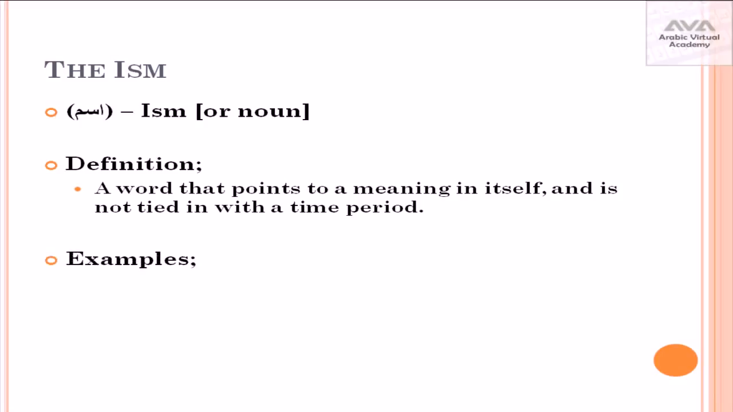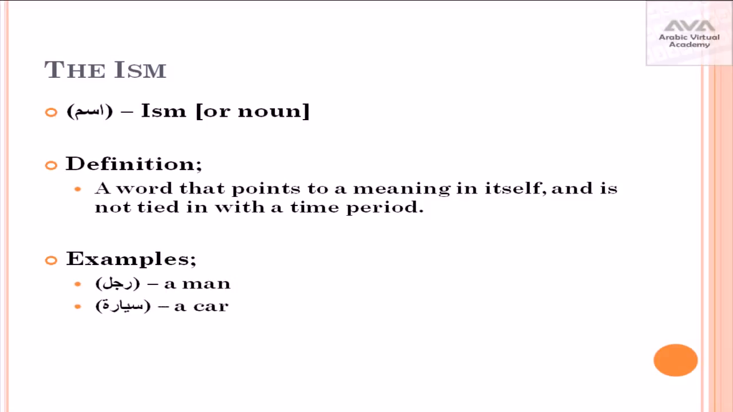And an example of this is like the word rajul. The word rajul, it has a meaning. It's talking about a man. It points to the concept of a man. So you see, it has a meaning. When you say it, it means something to you. You can picture it in your head. But it is not tied with a time period.